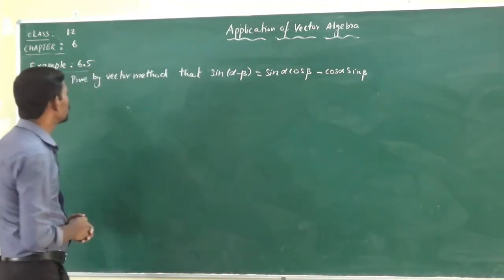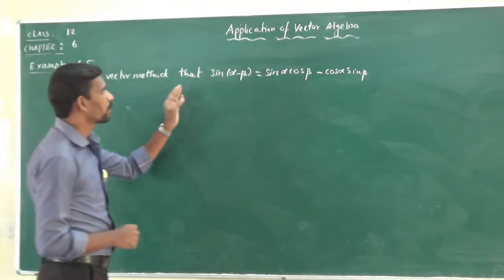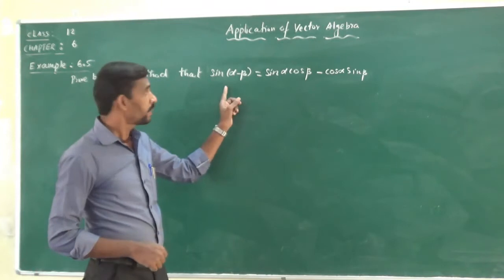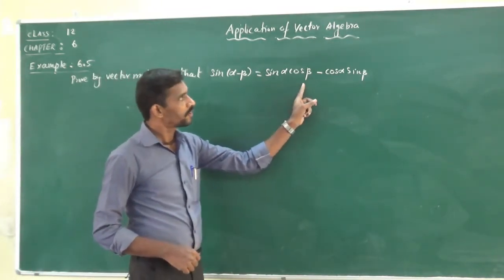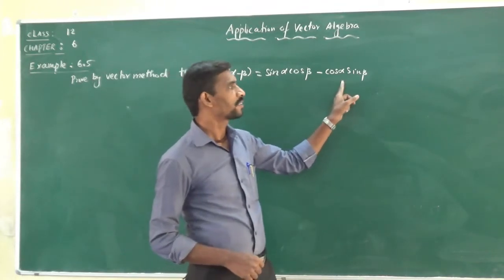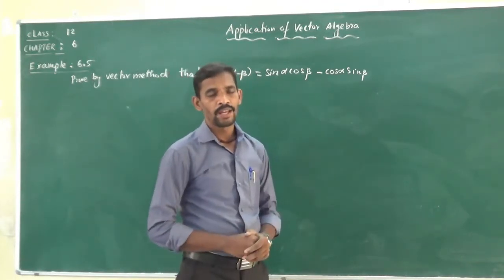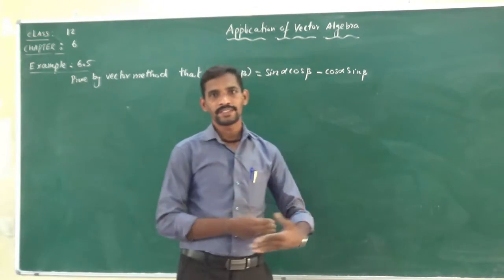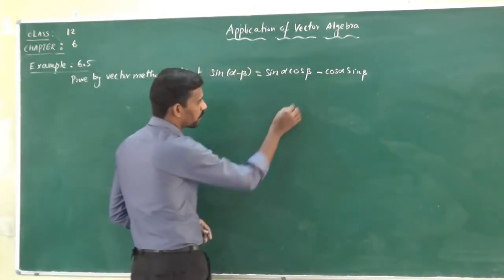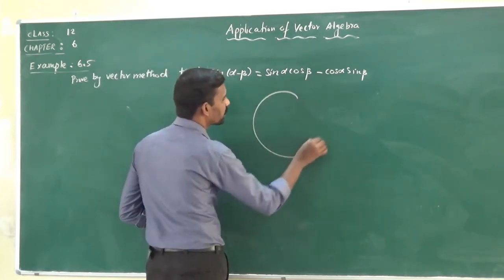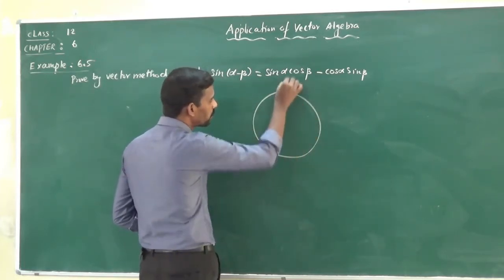Example number 6.5. Prove by vector method that sin(alpha minus beta) is equal to sin alpha cos beta minus cos alpha sin beta. Now I am going to prove this question by the old method. It's a different method, so it's not in your textbook, because this is already in the example solution, right?